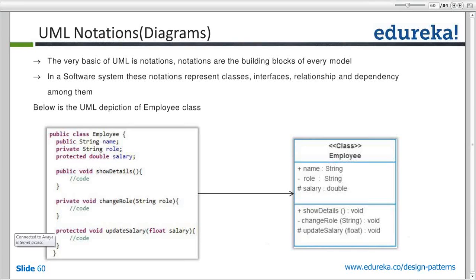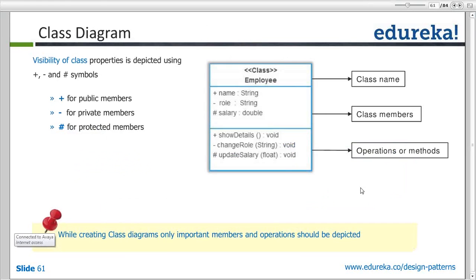Again, plus, minus, and hash, same thing. The parenthesis string will say that it's an input parameter, and colon followed by whatever is a return parameter. That's how it will be represented. That's about how you represent a class. Again, what I described: public, private, and protected for hash, class name, class members, operations, or methods. Moving on.